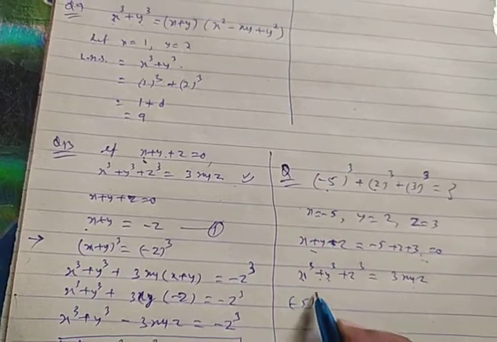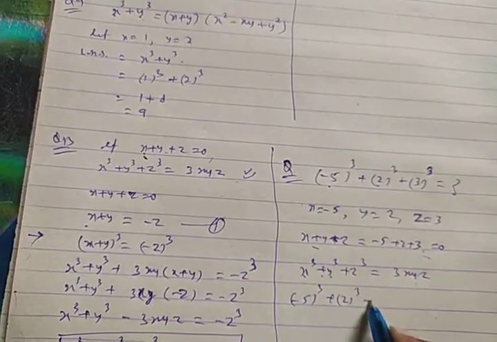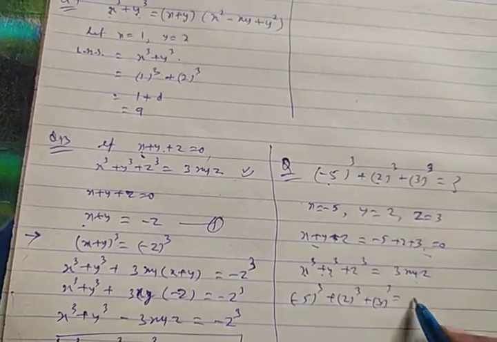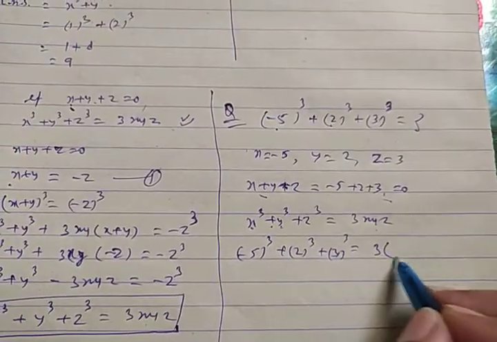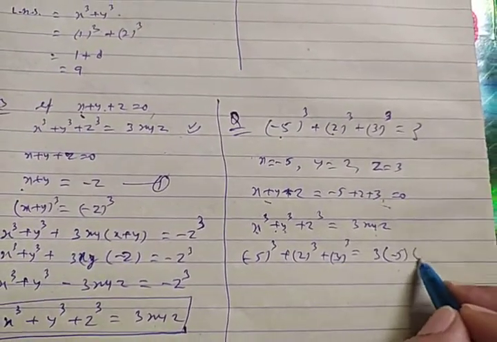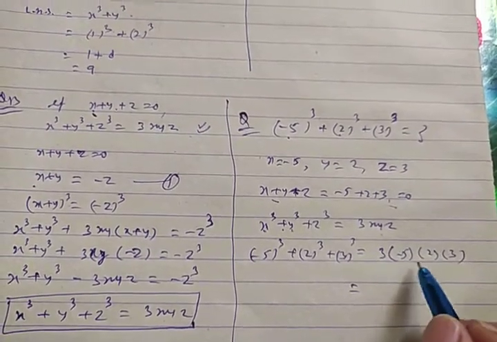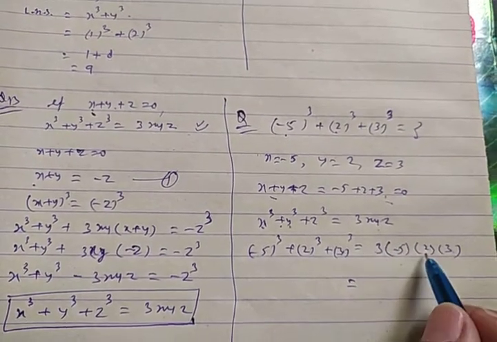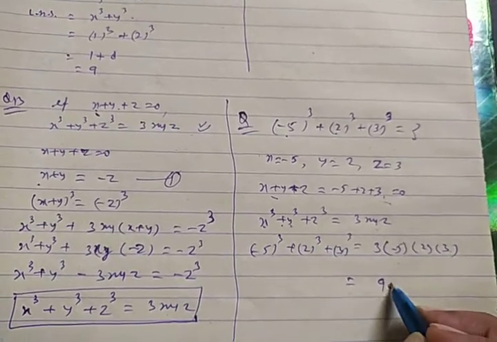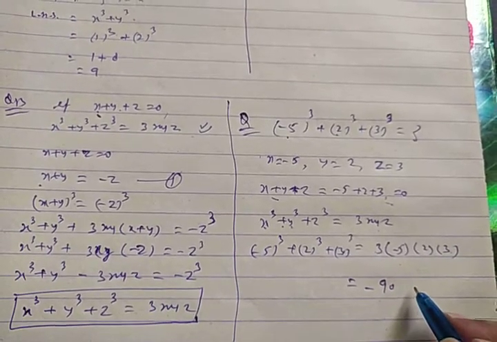Minus 5 cube plus 2 cube plus 3 cube will be equal to 3 into minus 5 into 2 into 3. Multiply: 3 threes are 9, 9 twos are 18, 18 fives are 90, minus 90 is the answer.